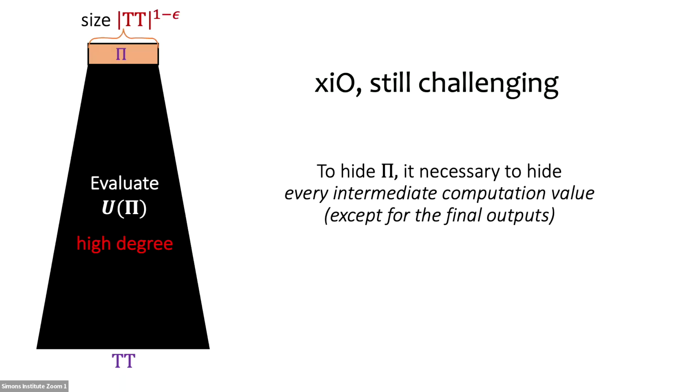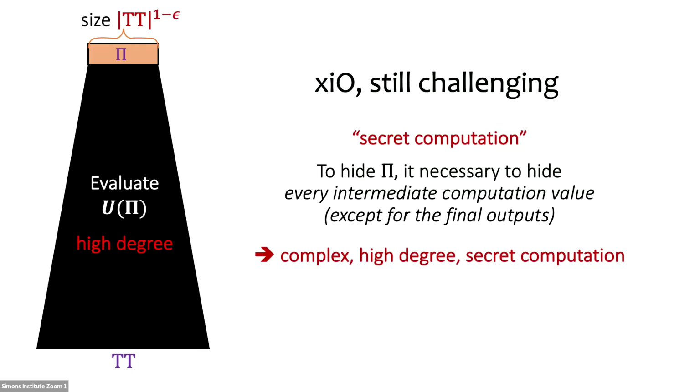And the difficulty now comes from the fact that the computation itself is very complex and high degree. In fact, to hide the original program pi, I need to be able to evaluate it in a way that all the intermediate evaluation values remain hidden. Because suppose any intermediate value were revealed, then it would help me to reverse engineer the original program pi. We call this kind of computation a secret computation. And the difficulty is that we need to carry out very high degree and arbitrarily complex secret computation.